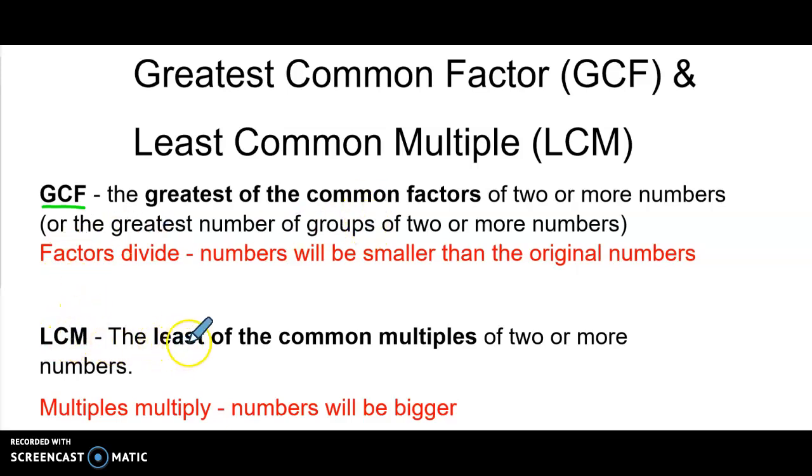LCM is the least of the common multiples of 2 or more numbers. Now think, multiples multiply. The numbers in your answer will be bigger than your original numbers. Now go ahead and pause and make sure you get your definitions in.